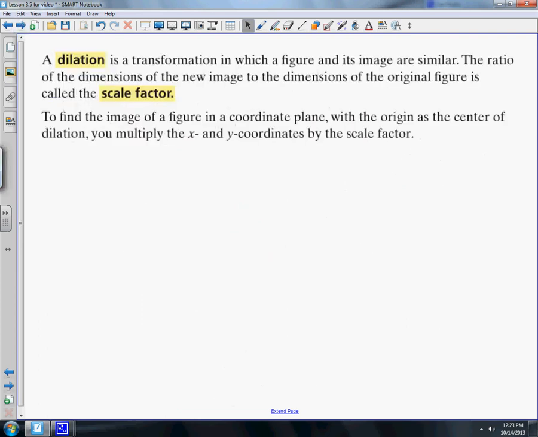All right, a dilation is a transformation in which a figure and its image are similar. So it gets bigger or smaller. The ratio of the dimensions of the new image to the dimensions of the original figure is called the scale factor. So make sure you have both of these written in your notes, key concepts. To find the image of a figure in a coordinate plane with the origin at the center of the dilation, you multiply the x and y coordinates by the scale factor.